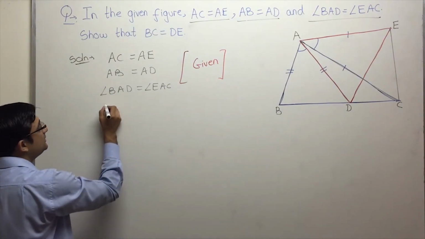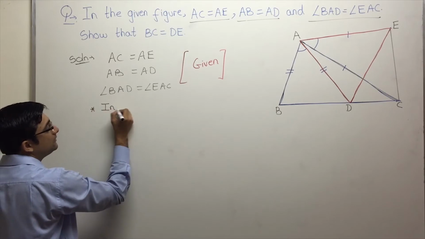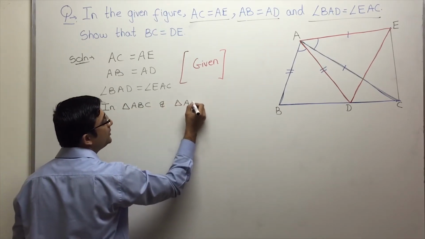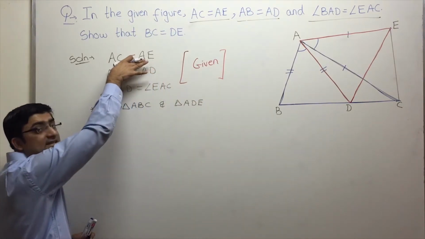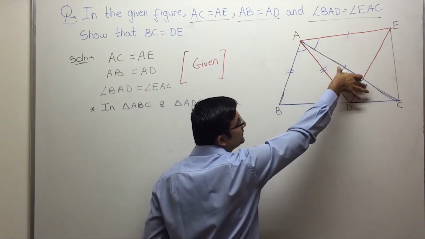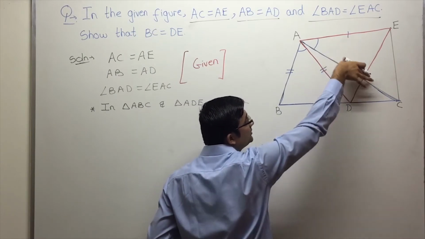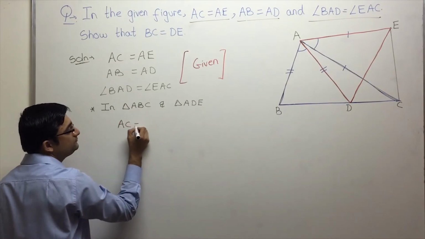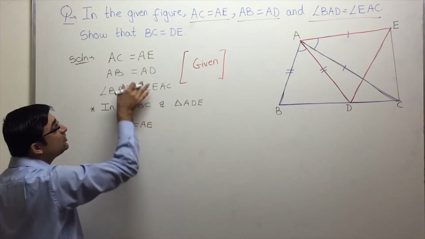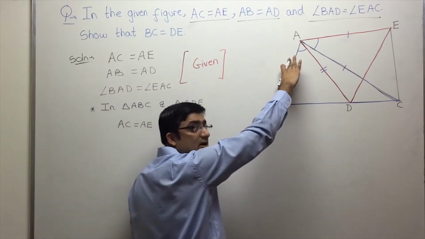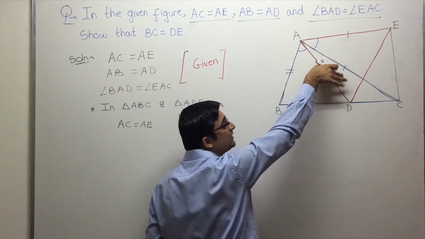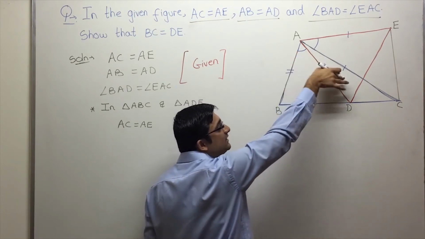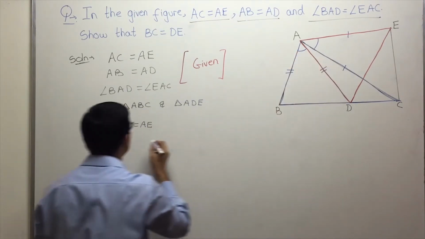That is, in triangle ABC and triangle ADE, what do I know? First of all, AC is equal to AE. AC is part of the blue triangle, AE is part of the red triangle. So these two sides are equal. So AC is equal to AE, write it down. Next, what is given to me? AB is equal to AD. AB is part of the blue triangle, AD is part of the red triangle. So again, another corresponding pair of sides. So AB is equal to AD.